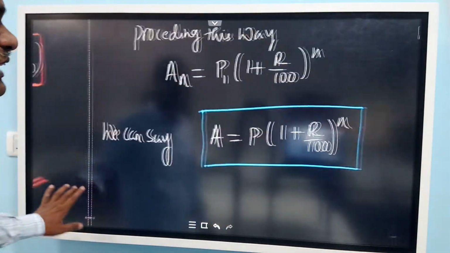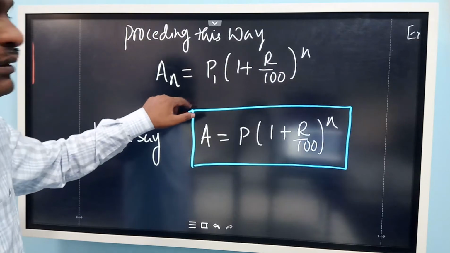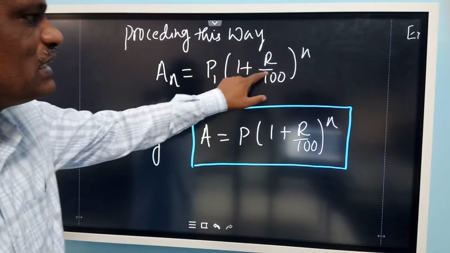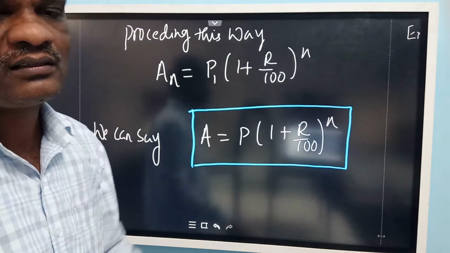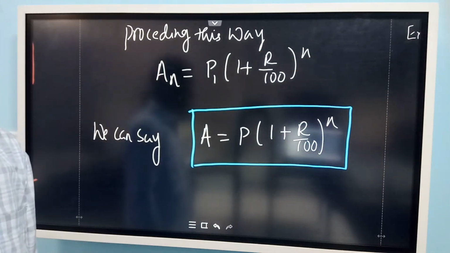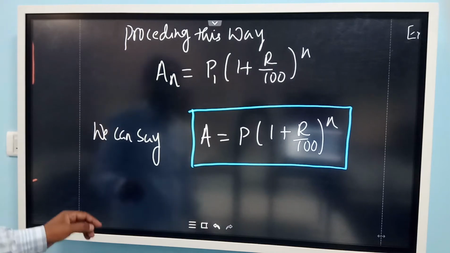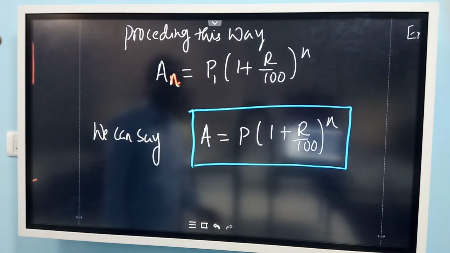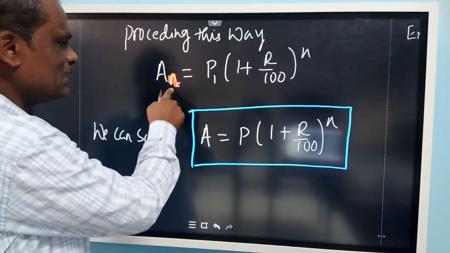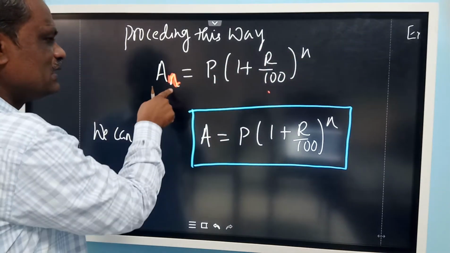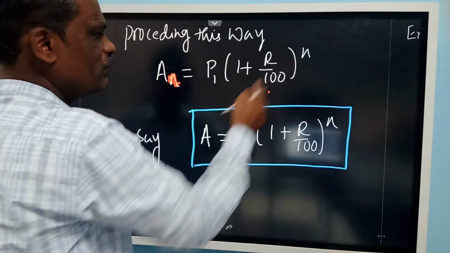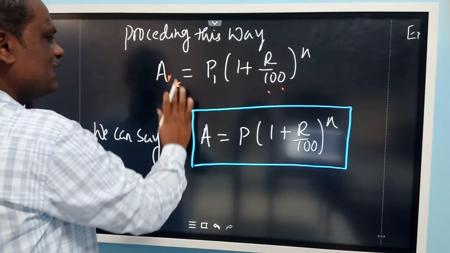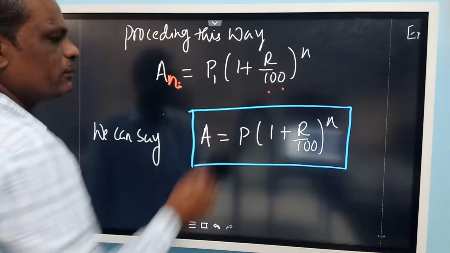Like this, if you proceed, the nth term Pn will become P1 into (1 plus R by 100) all to the power n. Isn't it? Yes, sir. So here n indicates the number of years, the number of periods. First year means it is all to the power 1. Second year means all to the power 2. Third year means all to the power 3. So the nth year means all to the power n.